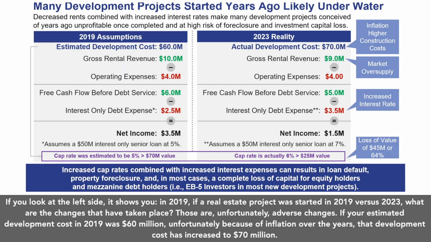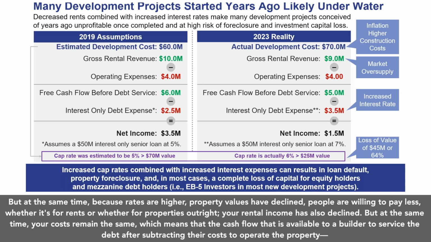So if your estimated development cost in 2019 was 60 million, unfortunately, because of inflation over the years, that development cost has increased to 70 million. But at the same time, because rates are higher, property values have declined, people are willing to pay less, whether it's for rents or for properties outright. Your rental income has also declined.